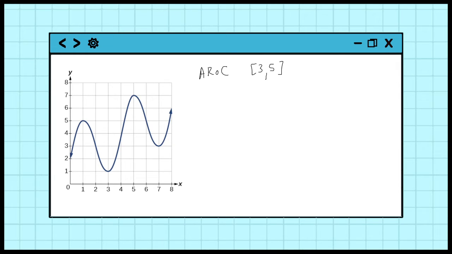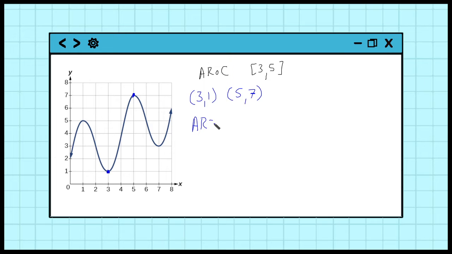What we're going to do here is identify x equals 3 on the graph, which gives us the point (3, 1). And when x equals 5 on the graph, we have the point (5, 7). So now that we know the 2 points creating this interval, 3 to 5 is really the point (3, 1) to the point (5, 7), and in order to calculate the average rate of change, we're really using the slope formula.